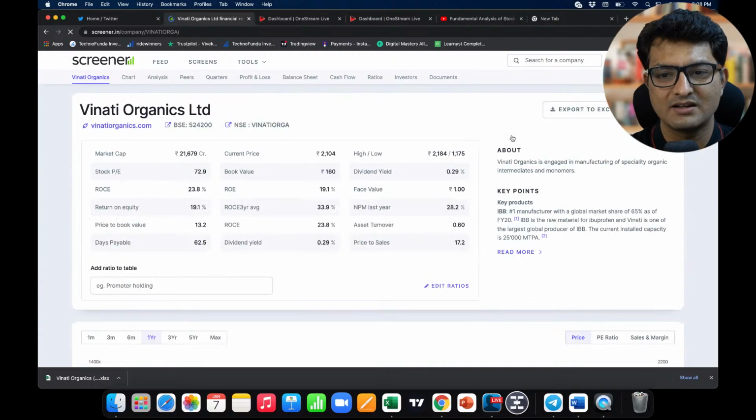You can use this template. Any company which you are choosing, when you hit the export to Excel button, you can pretty much download each and every company's financials. How cool is this? Just type cool in the comment box. So this is the way to download it.